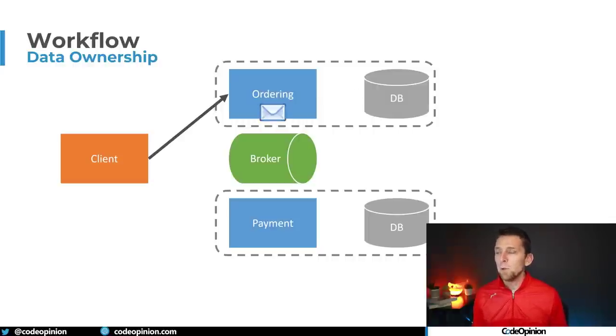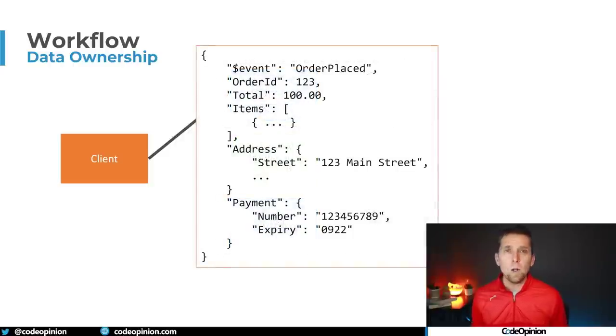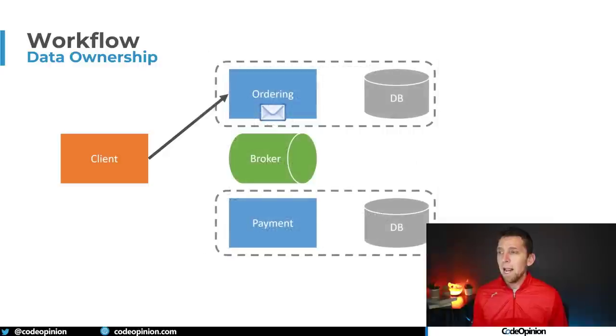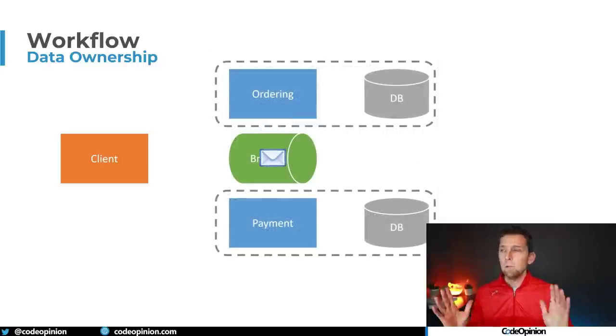And then what we do is that we're going to publish an event called an order placed event with the details of the address, the payment information, all the items, everything related to that order. You can think of this as the event carried state transfer. We have a lot of data in that event. And then from there, it gets published to our broker, our request to our client's done. Okay, thanks, your order's been placed.